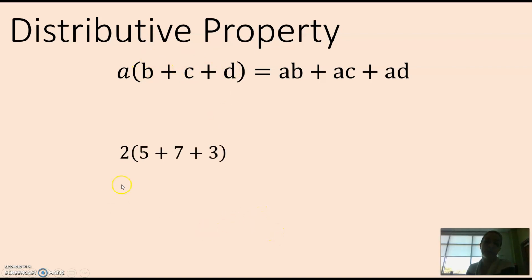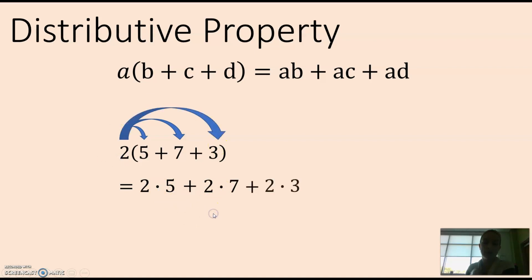So let's look at an example. Now, in this case, we could do 5 plus 7 plus 3, but this is setting us up for when we start working with variables that won't necessarily be able to add together. So first I would multiply times the first term, 2 times 5, and 2 times the second term. So 2 times 7. Remember, the dot means multiplication. And then 2 times the last term, 2 times 3.